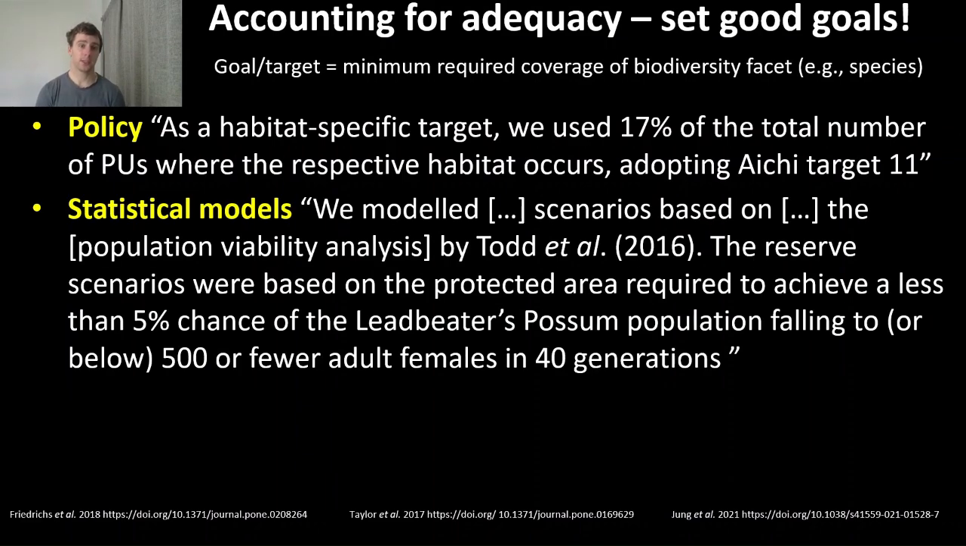Another approach is using statistical models. So you can use things like population viability analyses to identify the minimum area or population sizes needed for species to persist. This is a gold standard approach, and in practice isn't really widely used, just because running these kinds of analyses requires a lot of data that often isn't available over the large spatial scales people are working with when they do conservation planning. But it's still worth thinking about if these kinds of analyses are available, because if they are, then you've got a really good way of setting goals.